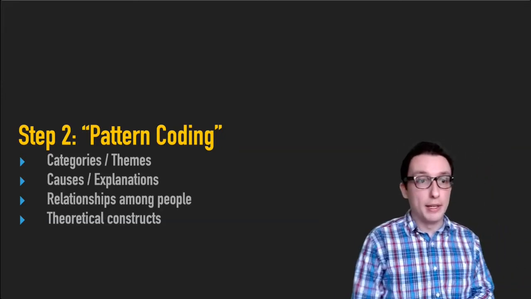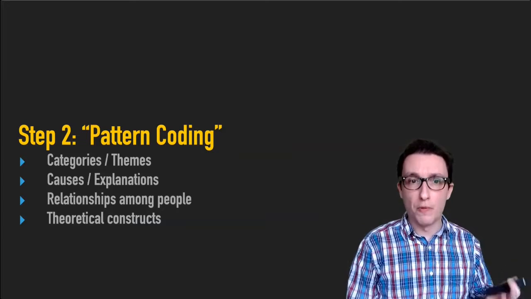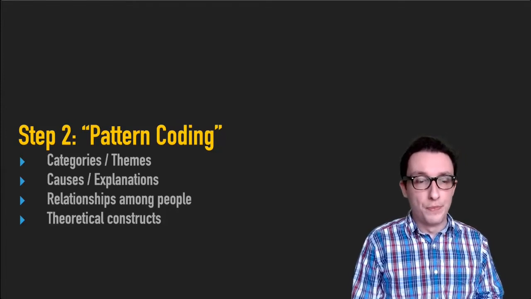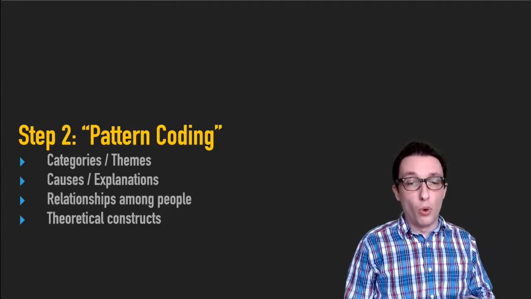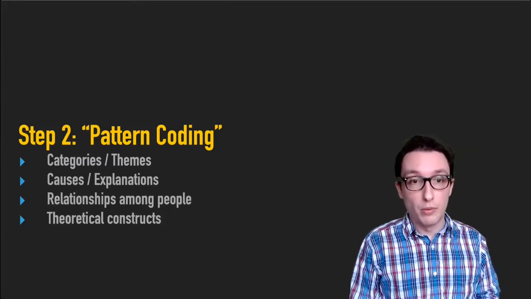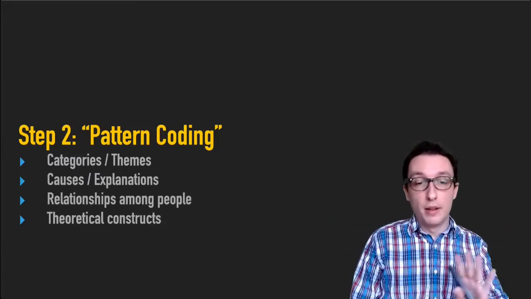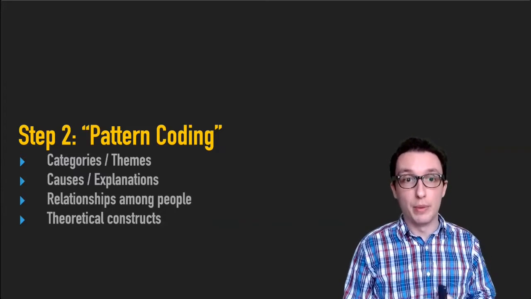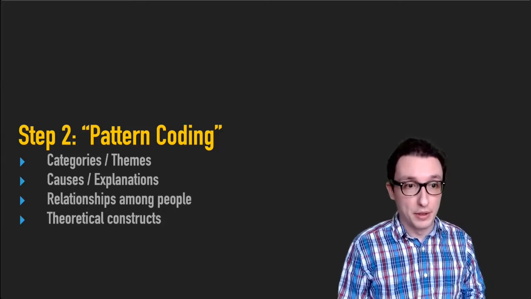That's one. Another one is looking for causes or explanations. So that's another type of pattern that you're looking to maybe extract from these first order codes, or relationships among people or theoretical constructs. And this goes back to grounded theory, which we will talk about more next time. But either way, there's some second level abstraction and analysis step here that has to happen, going from these first pass codes to some publishable results.